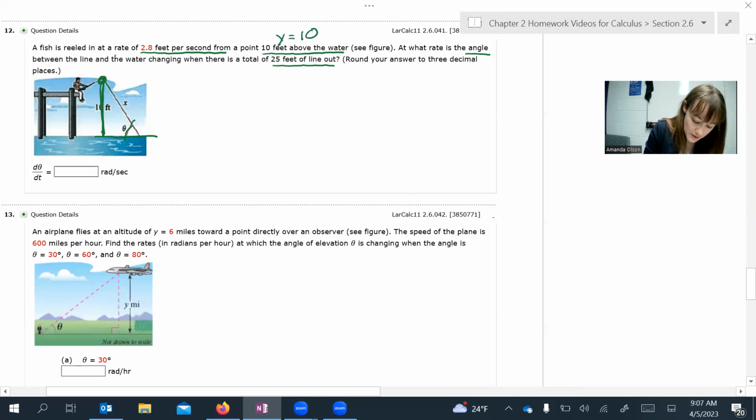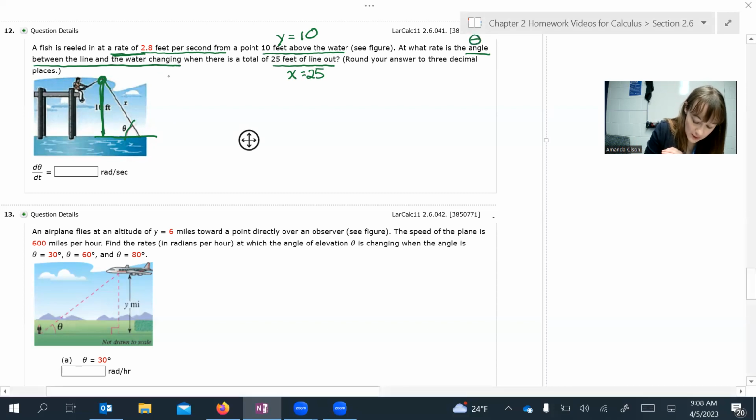And then the fish is reeled in. Well, the length of the reel, that we can call x. And so we're really looking at it when x is 25 feet. I'm going to just omit units for a little bit. And then the angle between the line and the water, we want to know what that's changing. So that angle is going to change with respect to time.